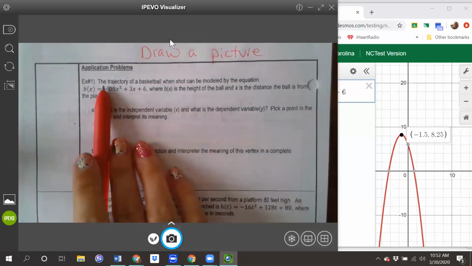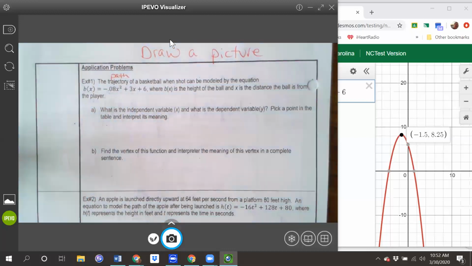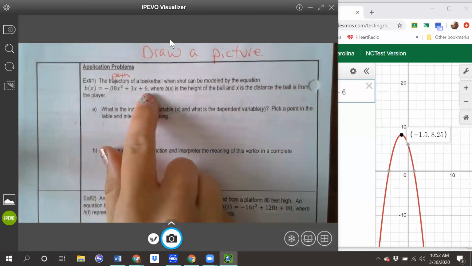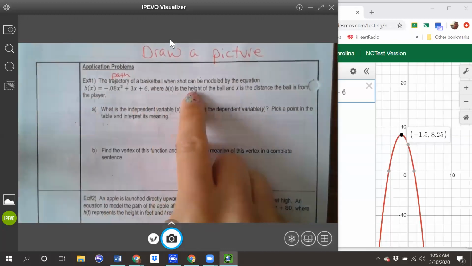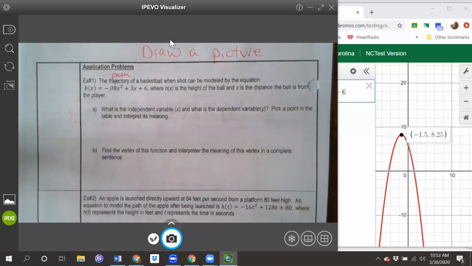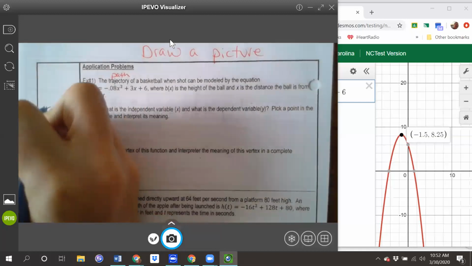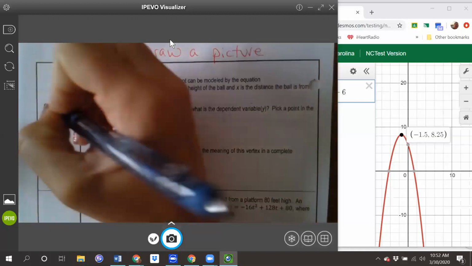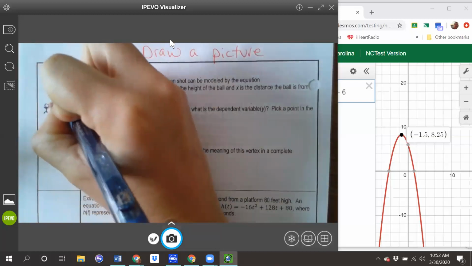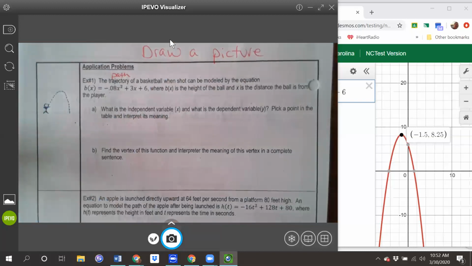So it says that the trajectory, that means the path of a basketball when shot, can be modeled by this equation, where B of X represents the height of the ball and X is the distance the ball is from the player. So I'm going to draw this. Here is my basketball player, and he is going to shoot a basketball. So it would go up in the air like that, and then it would come back down to the ground.